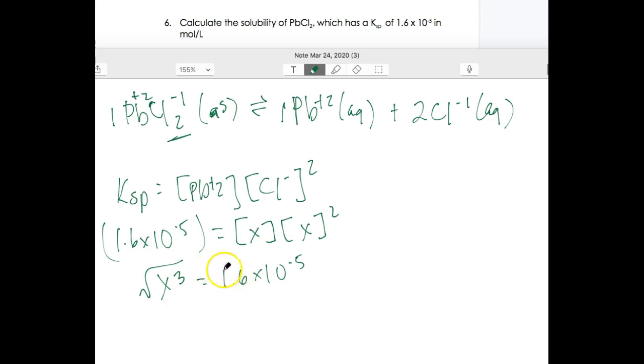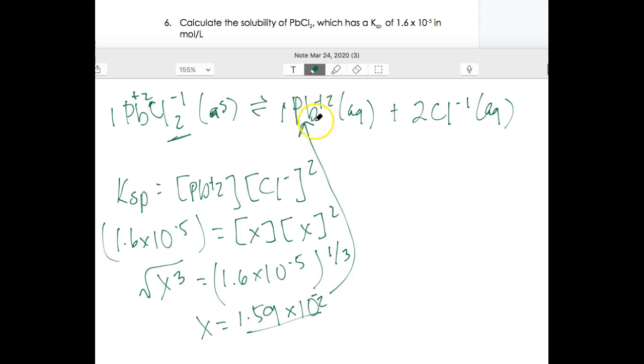One way you could do it is by taking this to the 1/3 power. That will give you x. Or you could just use your calculator buttons and see if you can find the cube root. x is going to equal 1.59 times 10 to the -2 power. That is what x is. Therefore, that is the concentration of the ion that forms.